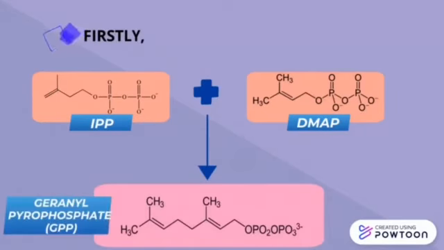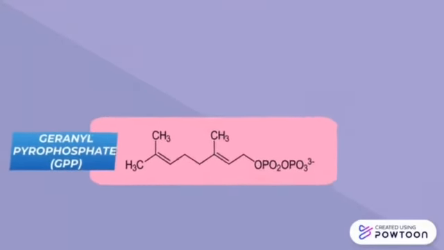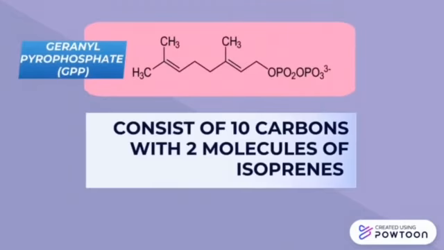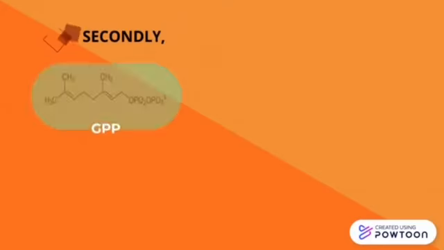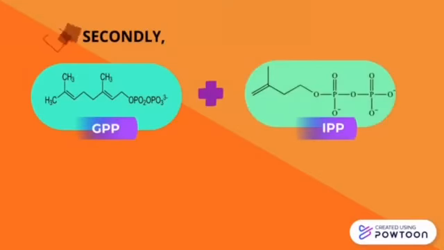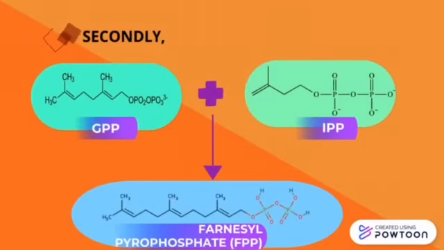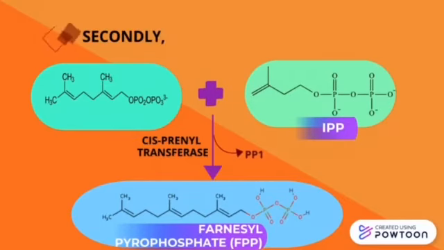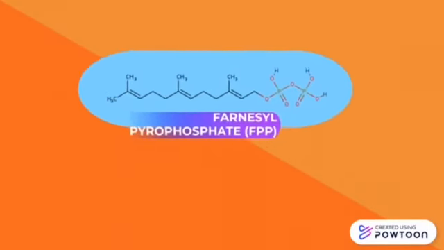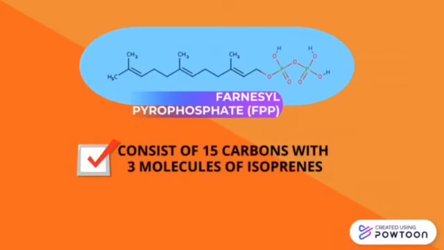are condensed, forming geranyl pyrophosphate, which consists of two isoprenes. This reaction is catalyzed by prenyltransferase and eliminates one molecule of pyrophosphate. The geranyl pyrophosphate, or GPP, consists of 10 carbons with 2 molecules of isoprenes. Secondly, the GPP is condensed with another IPP molecule, forming farnesyl pyrophosphate. This reaction is catalyzed by prenyltransferase and eliminates one molecule of pyrophosphate. The farnesyl pyrophosphate, or FPP, consists of 15 carbons with 3 molecules of isoprenes.